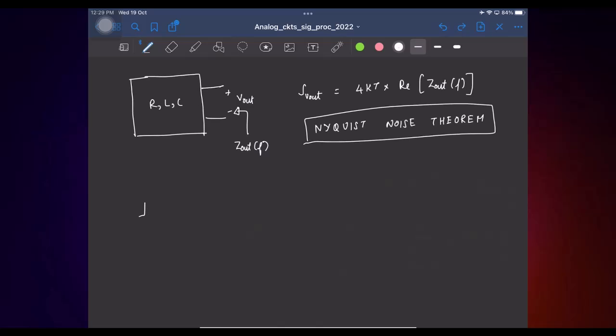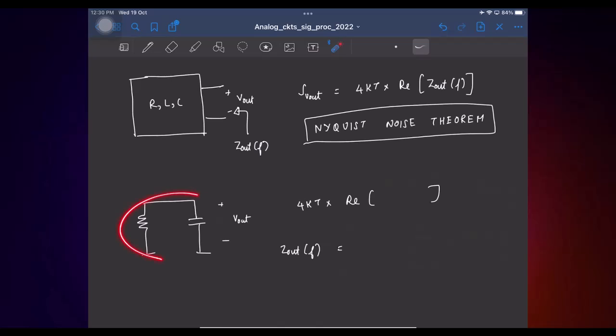Say we'll take our RC circuit. Let's say this is the output. So the output power spectral density is 4kT times the real part of the impedance here. So what is Z out of f? This is a first order RC, just one R and one C in parallel. What is that out of f?